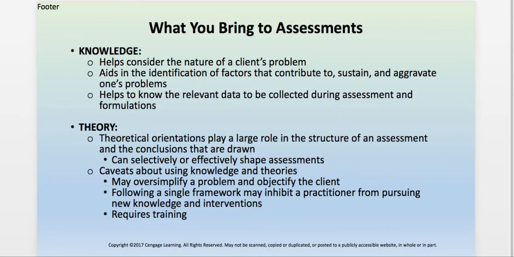You're going to bring your knowledge to the assessment, the knowledge of the types of problems that the client is bringing to you. Because having knowledge of those things, of course, is going to help you understand the nature of the problem and maybe what to do about it. And it gives you an opportunity to aid in identifying the factors that contribute to and sustain or aggravate those problems.